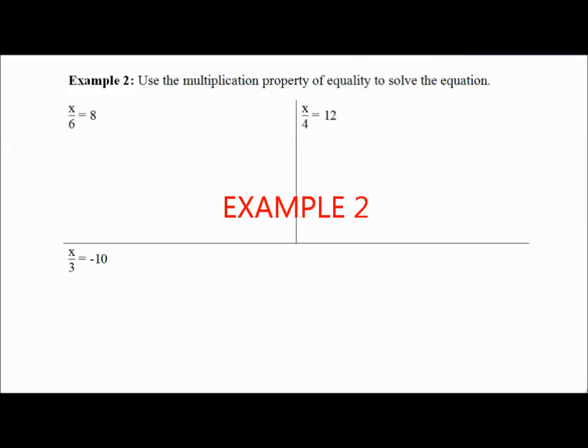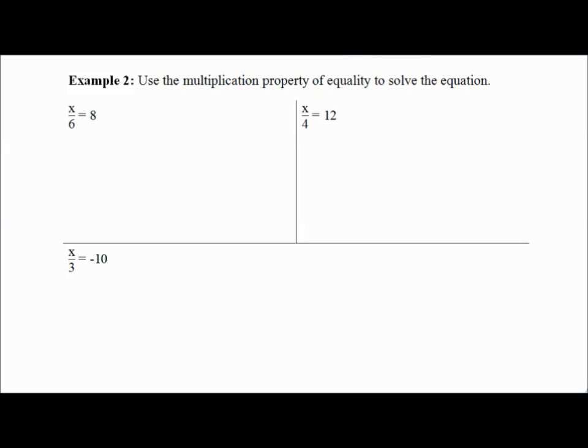Example 2. Use the multiplication property of equality to solve the equation. The multiplication property of equality tells us that we can multiply both sides of an equation by the same non-zero number and still have an equivalent equation. So that's what we're going to have to do in order to solve these problems in example 2.